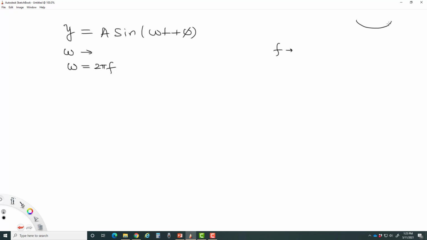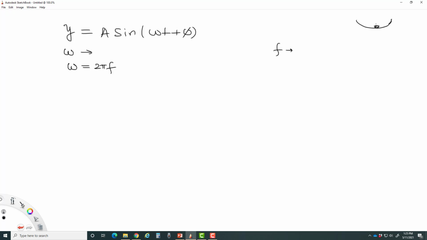So again, we have omega as angular frequency. Let me rewrite the equation. I already erased that. So y is A sine of omega t plus phi. Here omega is angular frequency, and angular frequency is related to the linear frequency. Linear frequency is how many times it does this up and back and forth.